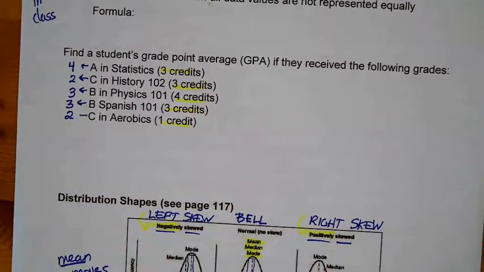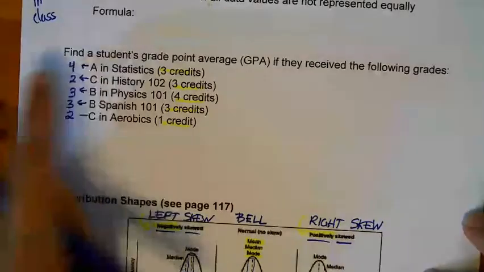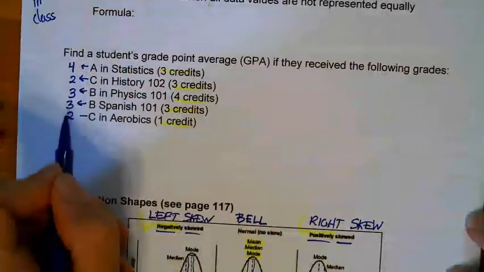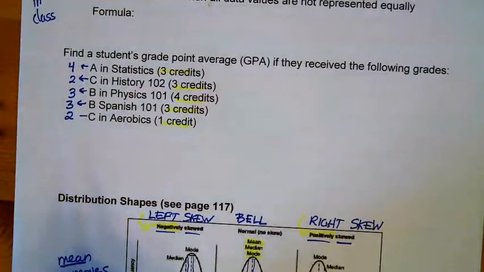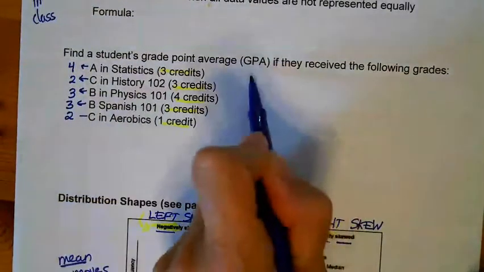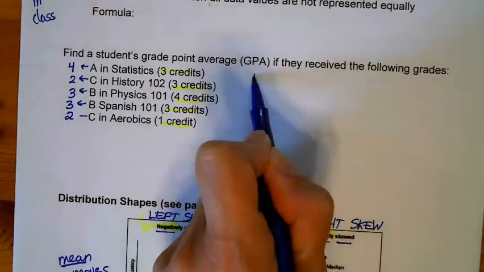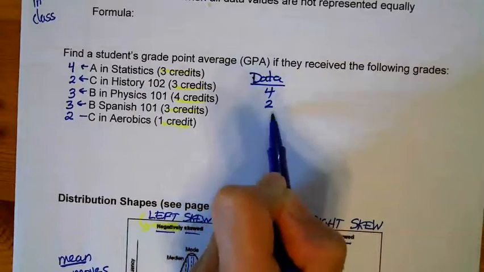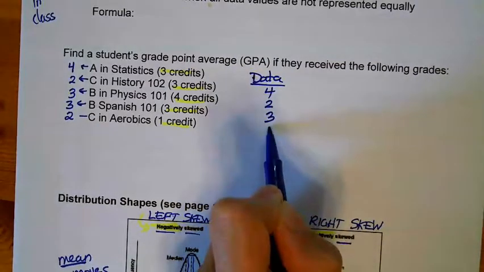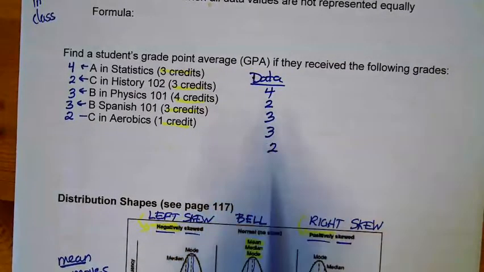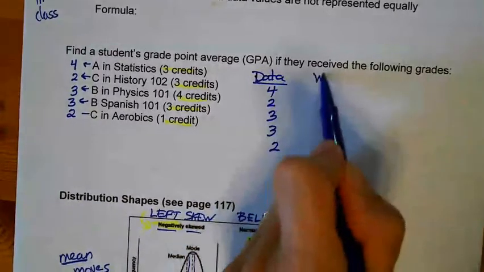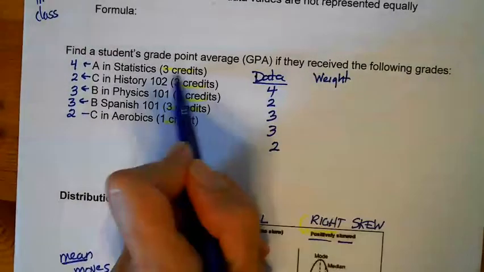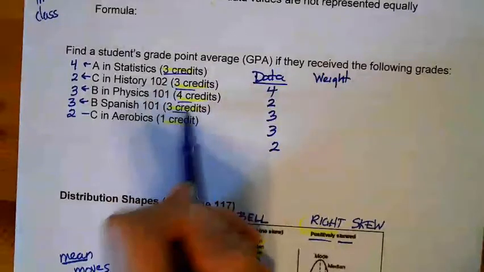Well, we look at it kind of like we did with a frequency table. Instead of adding these up and just looking at this as 4 pieces of data, we're going to look at the weight. So I'm going to list those instead of A, B, C. We have our data: a 4 for our A, a 2 for our C, a 3, another 3 for our other B, and another C. But then instead of a frequency, we just have something called a weight. So they have to tell us what the weights are.